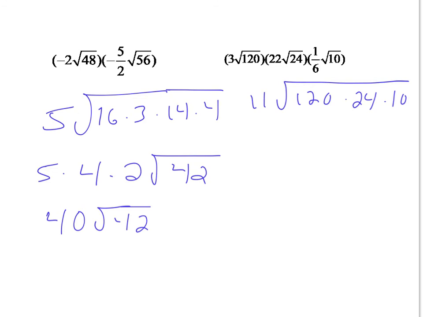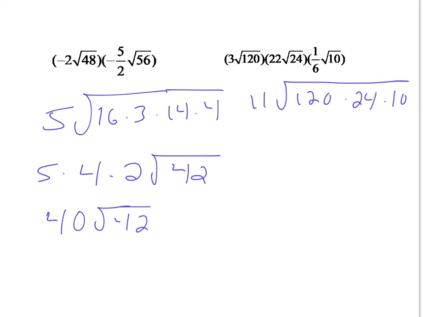Okay, so if you look at the first one here, I have negative 2 times negative 5 halves, which of course is positive 5. And I have 48, which is 16 times 3, and I have 56. Both of these are inside the radical. 56 is 14 times 4. Well, the 5 is 5. Root 16 is 4. Root 4 is 2. I'm left with 3 times 14 inside the radical, which is 42. 5 times 4 times 2, that's outside. That becomes 40. So I have 40 root 42.